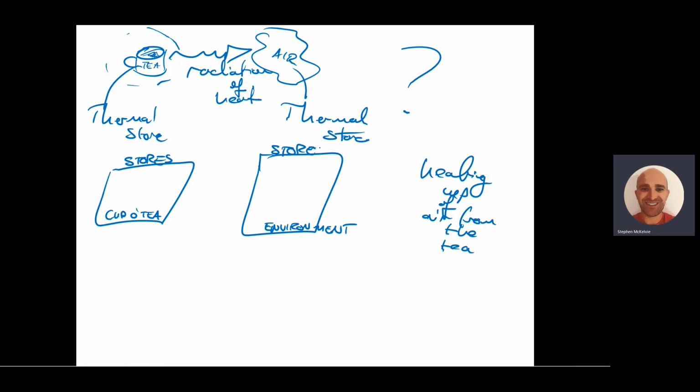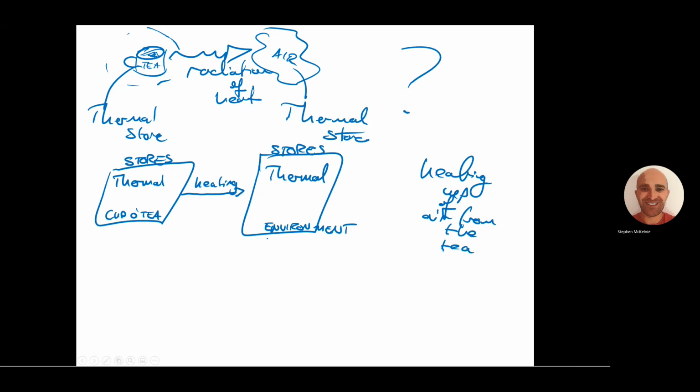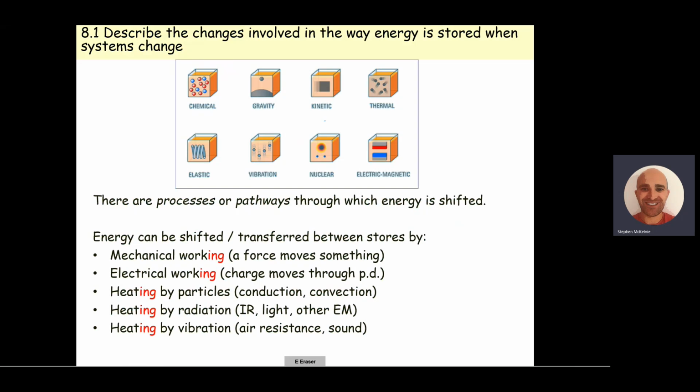And I've got my two stores, because energy is always going to be transferred from one store into another. But what kind of store is inside my hot cup of tea? It's a thermal store. It's going to be transferring energy by heating into the environment. So what's the store that's going to increase in the environment? It's also thermal. So we've identified the store that's important, we've identified the transfer, and we've identified the second store as well.